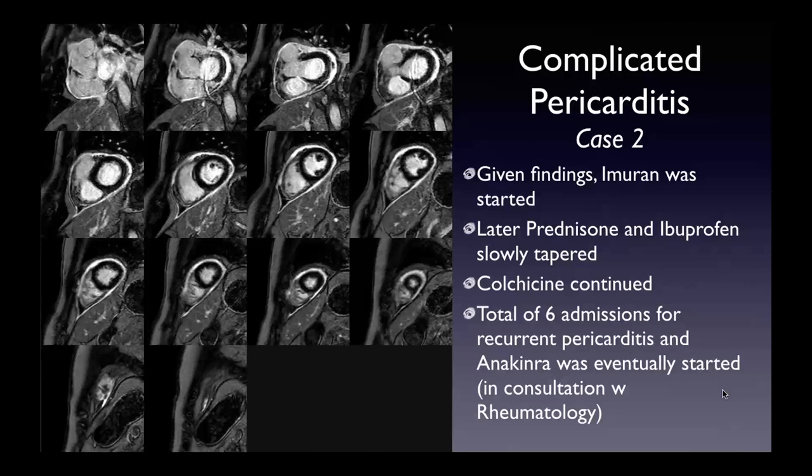Eventually, they made a decision to start anakinra. Anakinra, as many of you may know, is a relatively new biologic. It's actually a recombinant modified human interleukin-1, or IL-1, receptor antagonist, so it's an immunologic anti-inflammatory agent. He's been on this for quite a while with no recurrences. I think there are ongoing plans to slowly get him off of this and see if he has any recurrences. He's doing well, at least from a recurrent acute pericarditis standpoint.